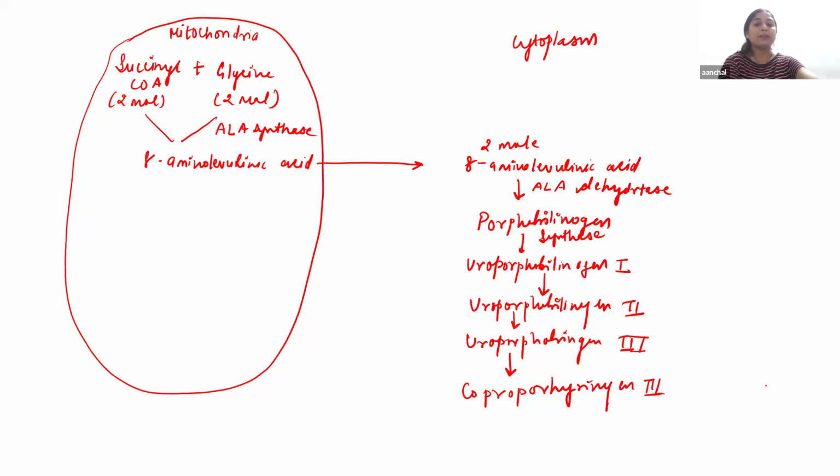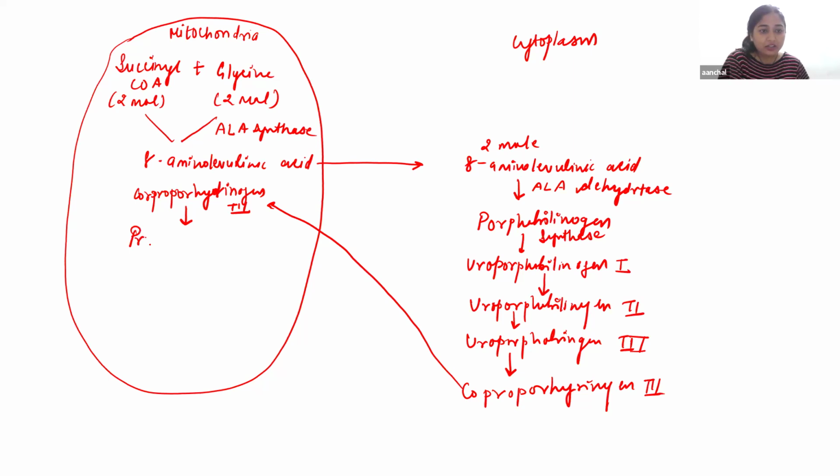Okay, now what will happen? This coproporphyrinogen 3 is transported back to the mitochondria, and here it gets oxidized. So the oxidation will take place, and finally it will constitute protoporphyrinogen 9.